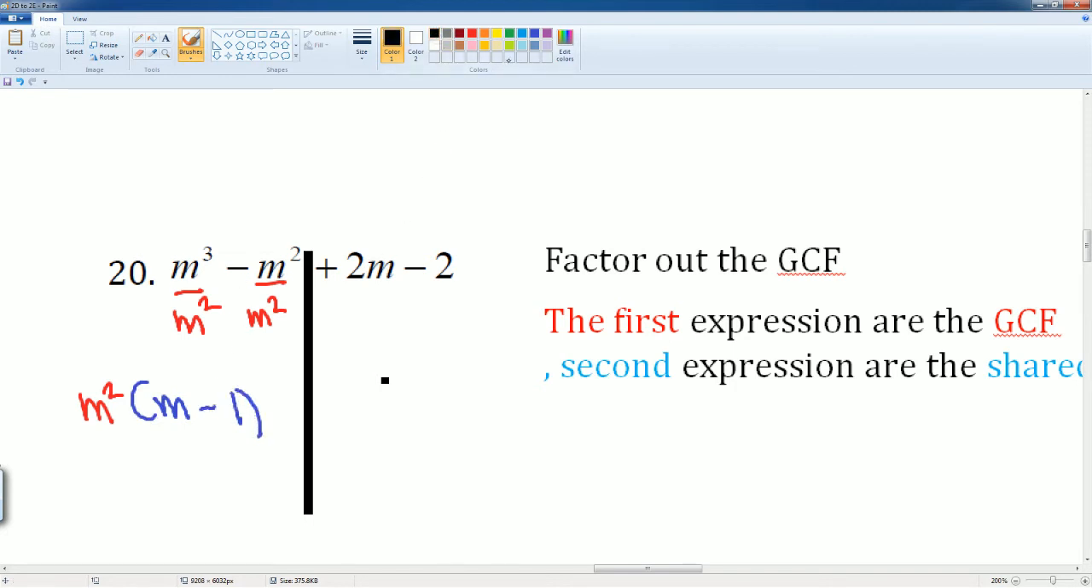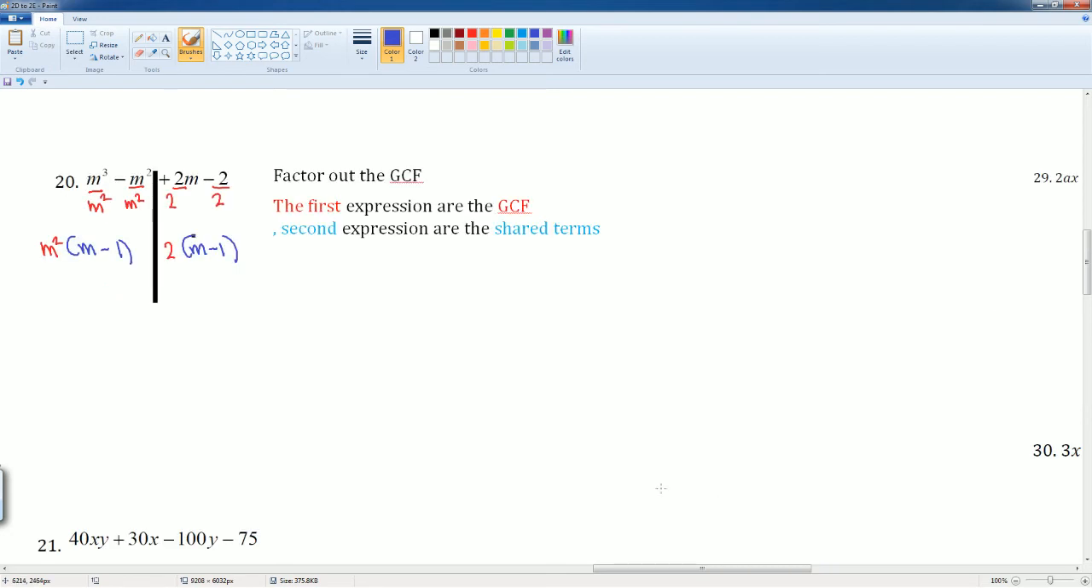What about here? What can we pull out here? Well, it looks like we can pull out a 2. Right? So this leaves you with a 2, which is the greatest common factor. Then you have m minus 1. Great job. So the first expression is going to be the GCF, which is just 3m plus 2, and then you have the blue, which is m minus 1. There you go.